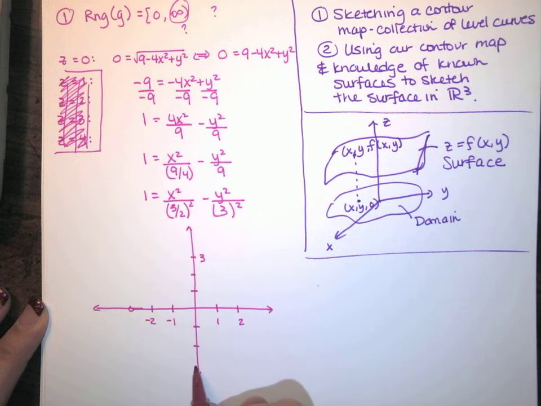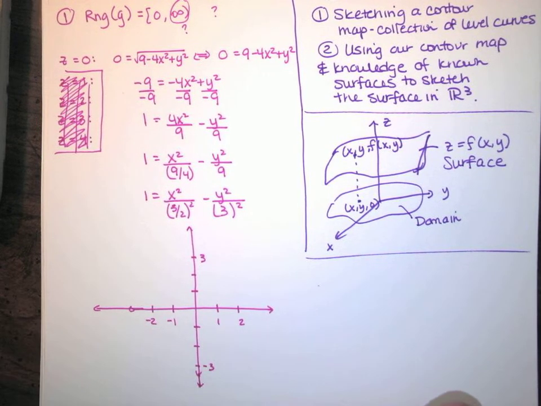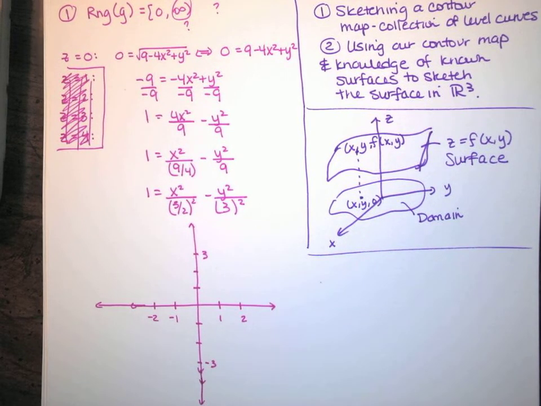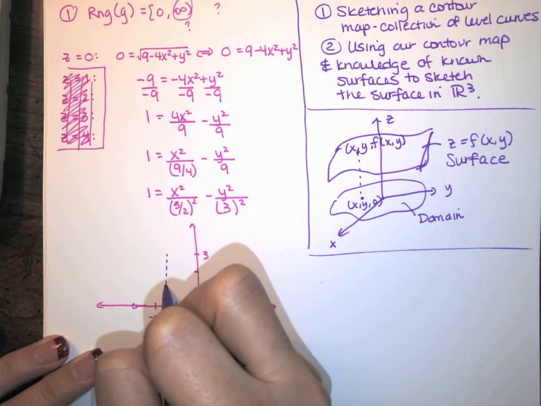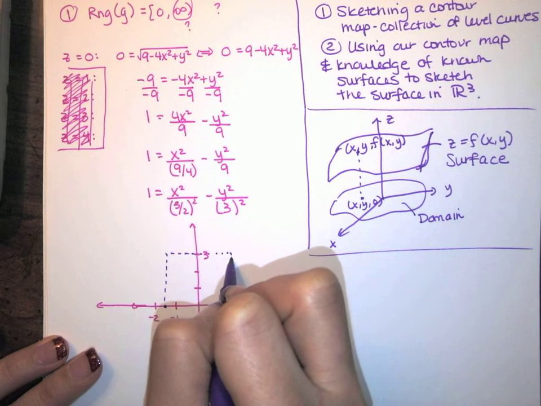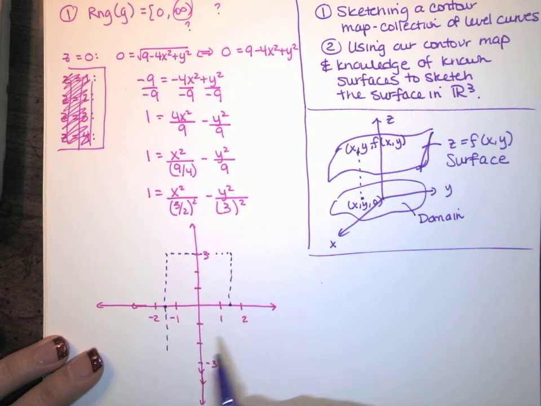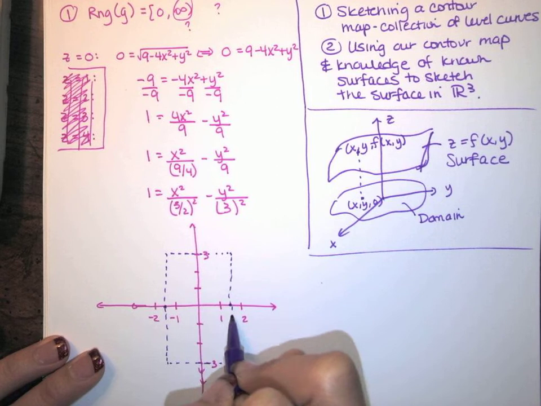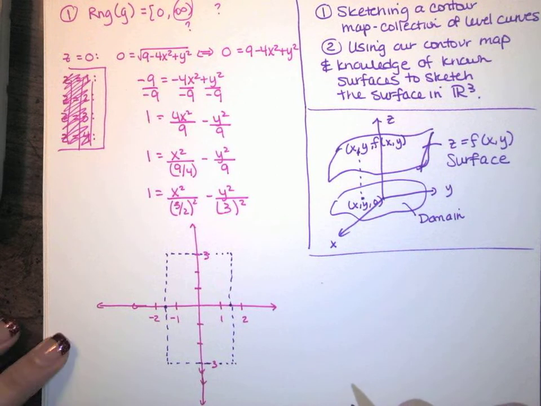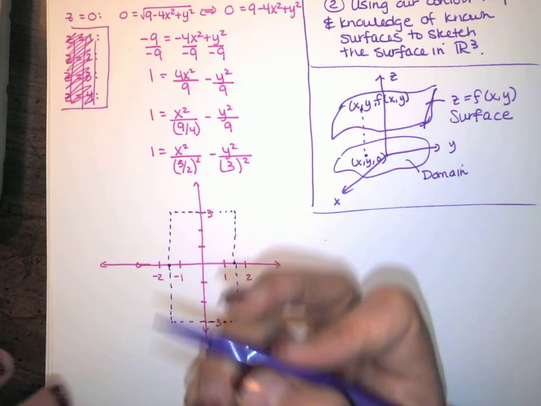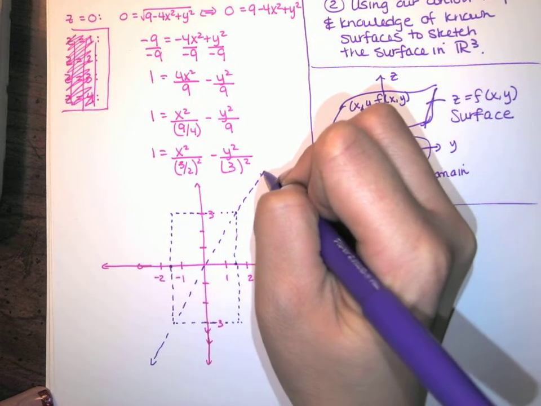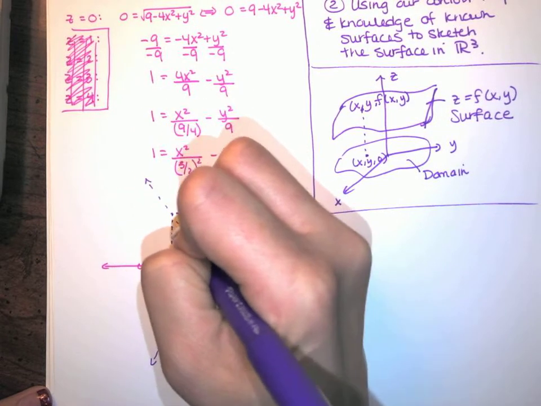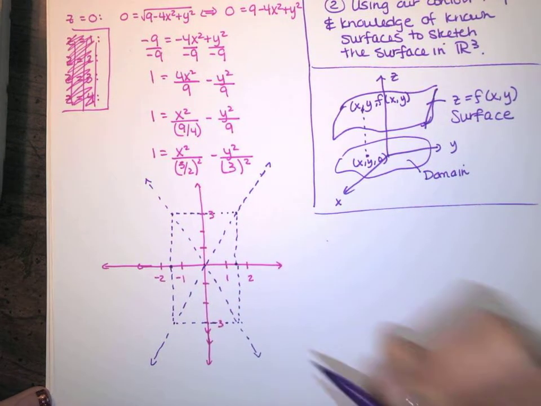I hope I've left enough space for all of my level curves. All right, so we want to go plus and minus 1.5 units in the x direction, plus and minus 3 units in the y direction. And then remember, with hyperbolas, you're going to draw a rectangular box. This might seem a little strange, but I guess when z equals 0, we get a hyperbola in the xy plane.